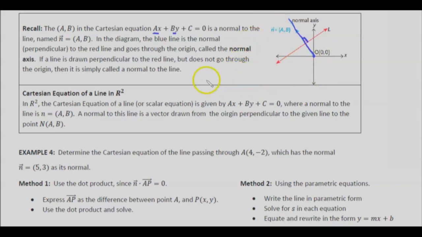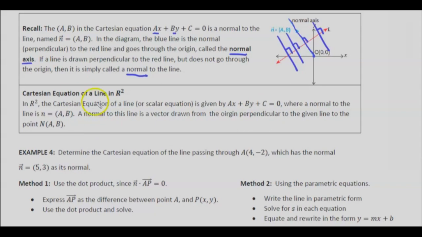If a line is drawn perpendicular to the red line but does not go through the origin, then it's simply a normal. So that's going to be the difference between a normal axis and a normal: going through the origin versus going through any other point. Like this would still be a normal. This would still be a normal. This would still be a normal. As long as we're perpendicular to that red line, it's normal.